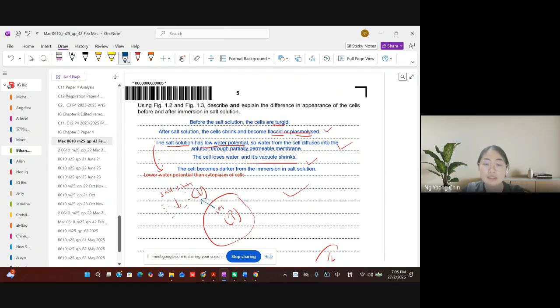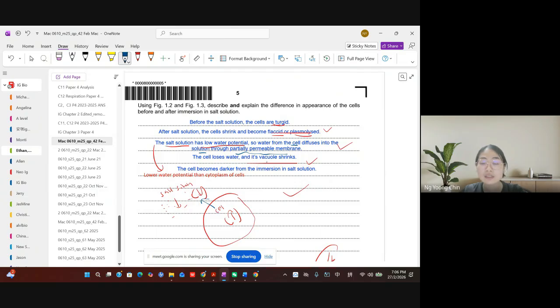So your answer should be written in this way. The salt solution has a lower water potential as compared to the cell cytoplasm. Or you can say that the cell cytoplasm has a higher water potential than the outside salt solution. So water is able to diffuse from the cell to outside the salt solution through the partially permeable membrane. Okay, this is correct. I can see the keyword partially permeable. So that's why the cell loses water and then it shrinks.